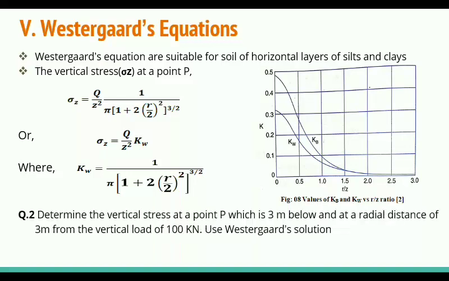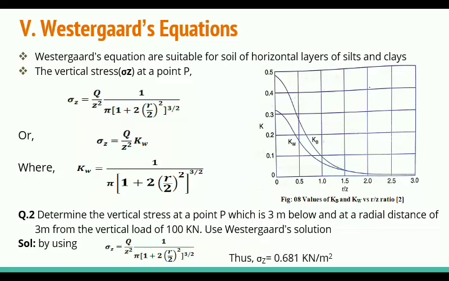So here one more question is there. Determine the vertical stress at a point P, which is 3 meter below and at a radial distance of 3 meter from the vertical load of 100 kilonewton. Use the Westergaard equation. All the data is given: Z value is 3 meter below, radial distance is 3 meter from the vertical load, and load is 100 kilonewton. So by using the values of Z, R, and Q, we can calculate sigma Z, that is 0.681 kilonewton per meter square.